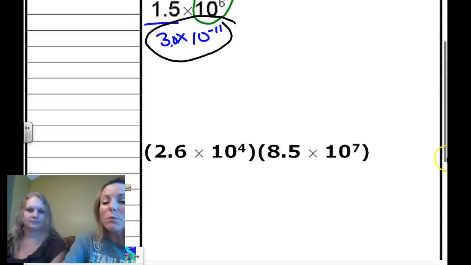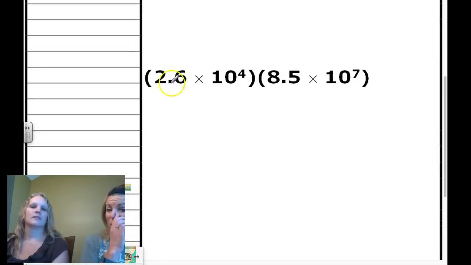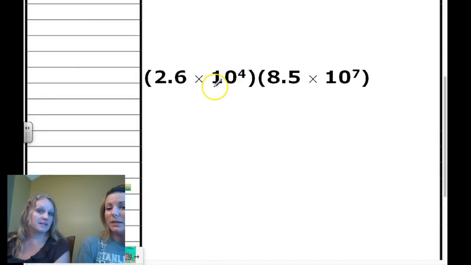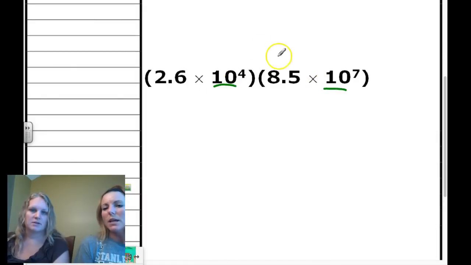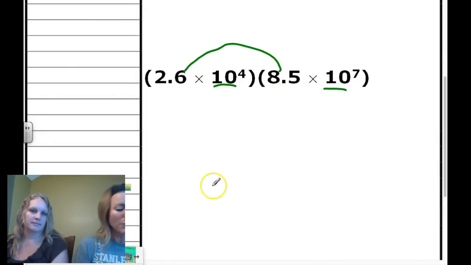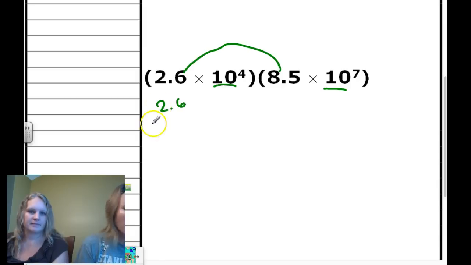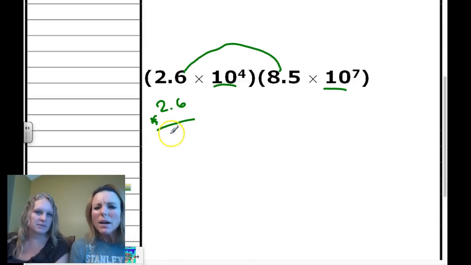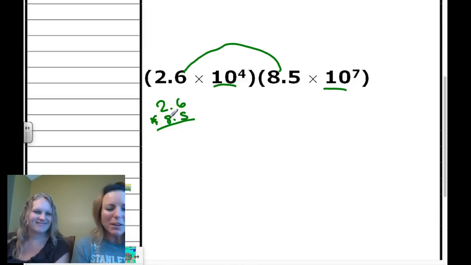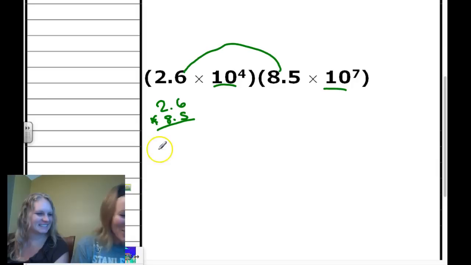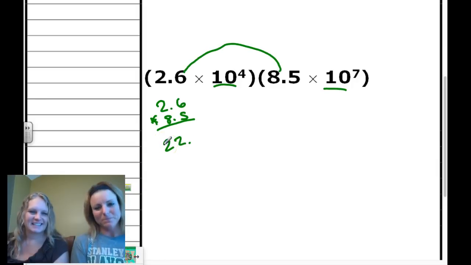Let's do the next example. Now we're multiplying. We're going to multiply because our bases are the same. So we'll multiply our numbers out front. It's actually 2.6 times 8.5. Oh, I'm sorry, I'm looking at the wrong example. It's okay. When you do that, you get 22.1.